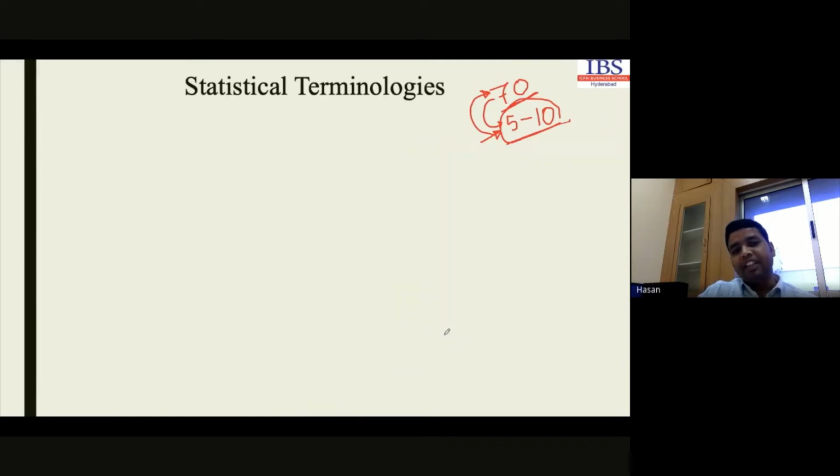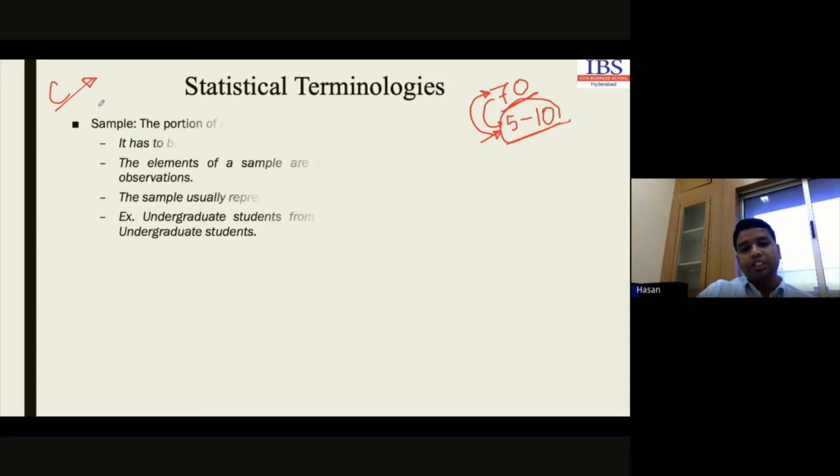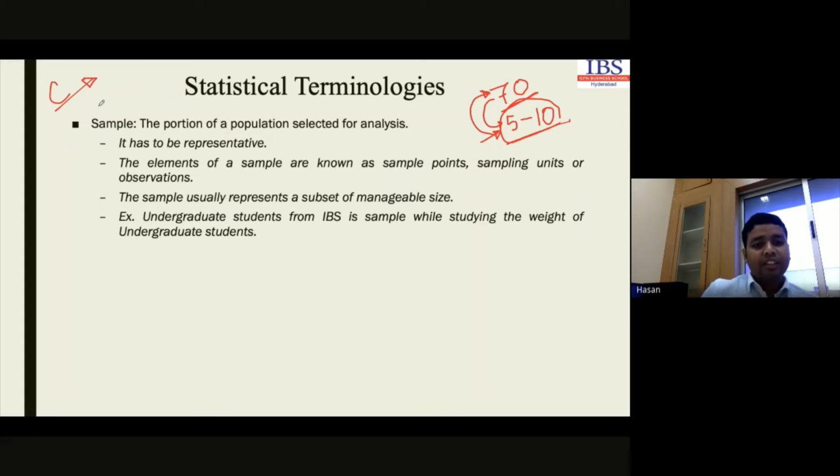We can take the example of the current trend, coronavirus. We are not going to judge each and every citizen of our country, right? We are just going to judge 1 lakh or 2 lakh citizens, and based on this, we can easily draw a conclusion regarding the entire population of our country. So this 1 lakh or 2 lakh will be our sample. The sample usually represents a subset of manageable size.